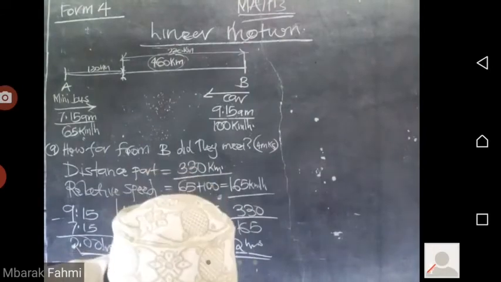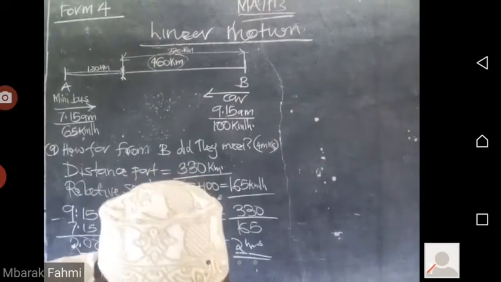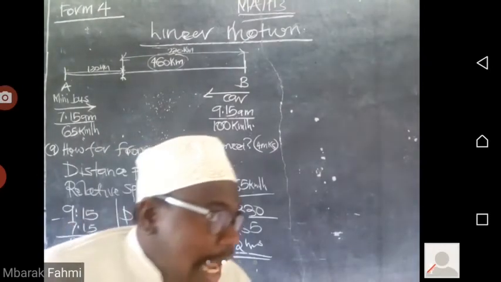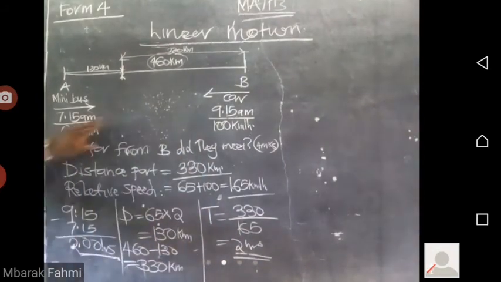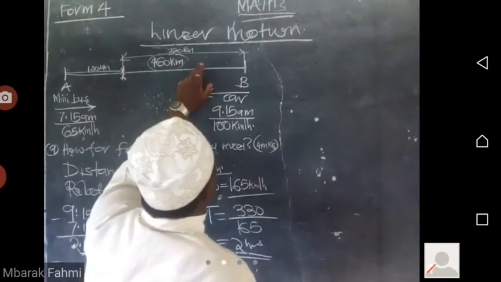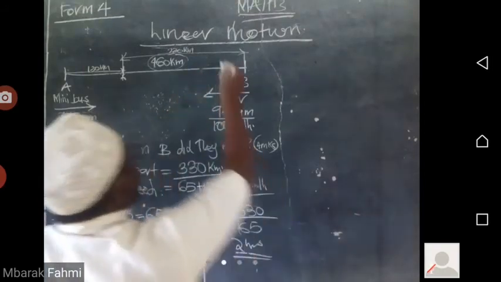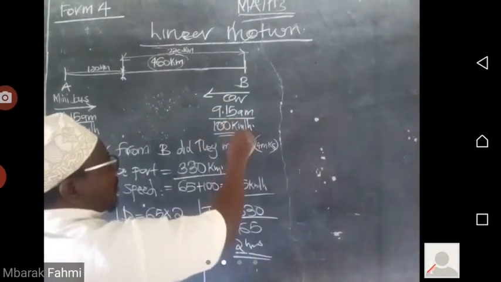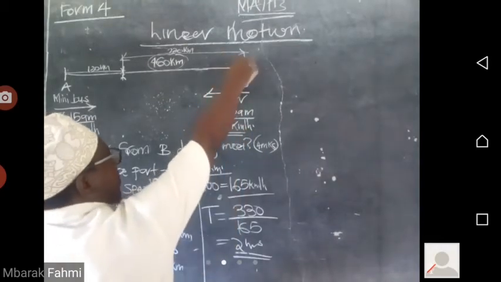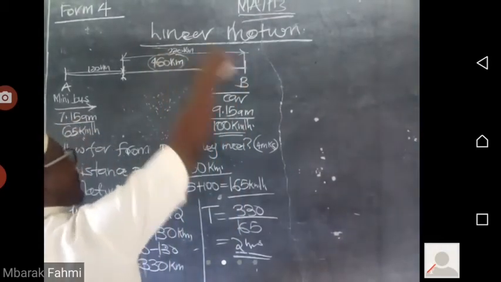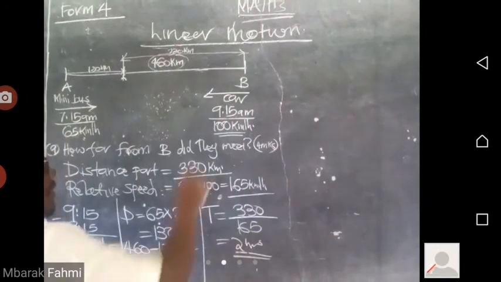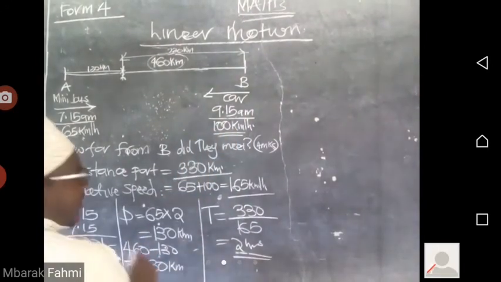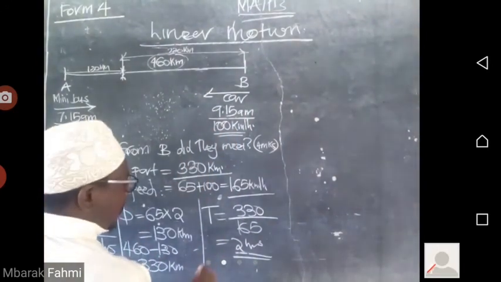So what is the question? How far from B did they meet? So we can just calculate from B, which is where the car is coming from. So we can calculate the distance from B, the distance covered by the car by the time they meet.